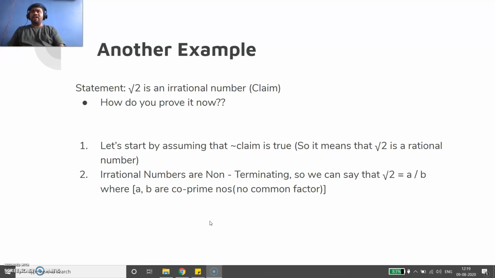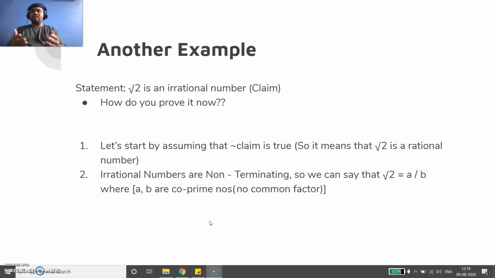If I do just 5 divided by 10, I get 0.5. Right? So if I get 0.5, obviously after the decimal I just have one digit, that is 5. So it means that it is terminating, and it's not going on and on.